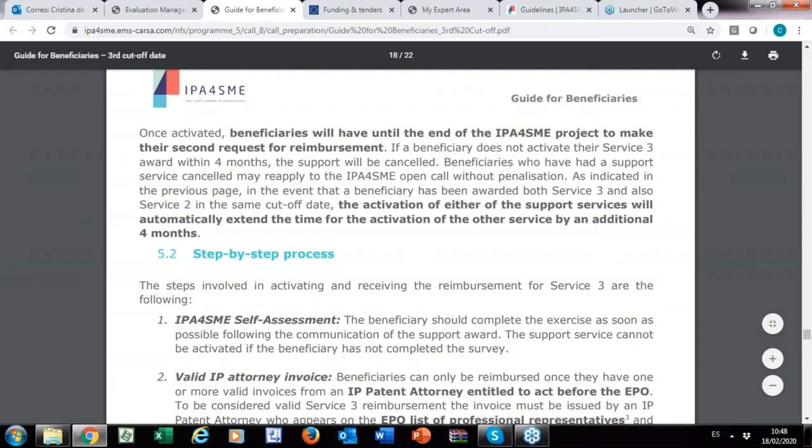If a beneficiary does not activate the service, in this case service three, within these 4 months, the service will be cancelled by us. You cannot reapply again to the program, to IP4SME, within the next cutoff date or within any of the forthcoming cutoff dates during this year and next year as well, without any penalization. Okay.